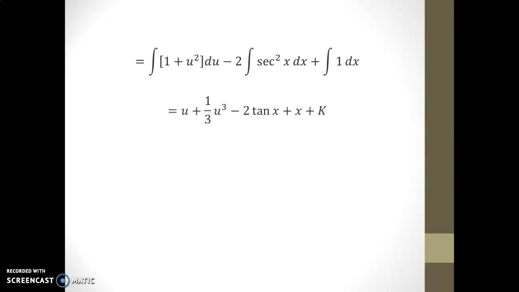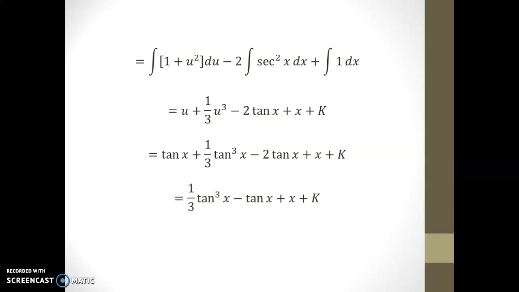The first integral is solved by the power rule. The second and third are basic. And recalling that u actually stands for tan of x, we can go back to our original variable. In this final result, there are like terms that can then be regrouped.